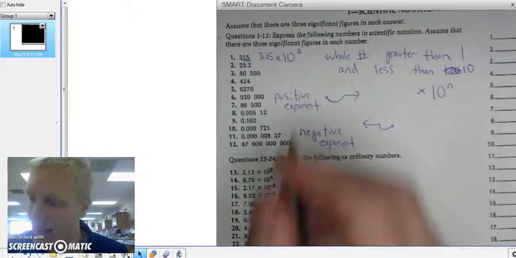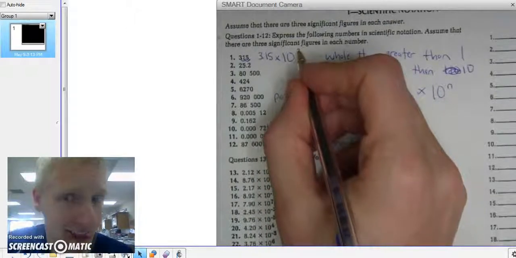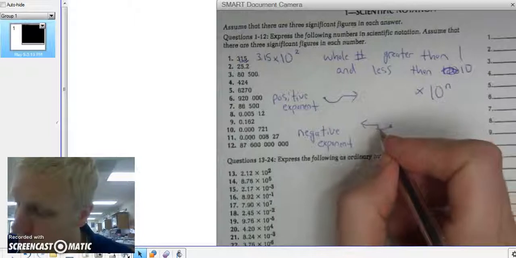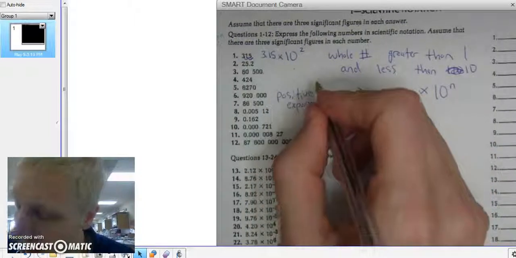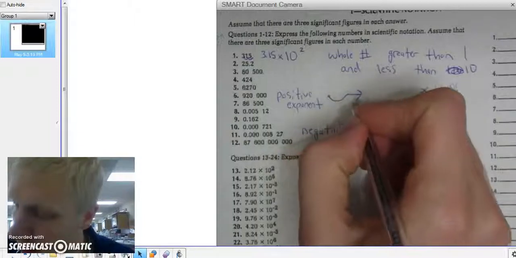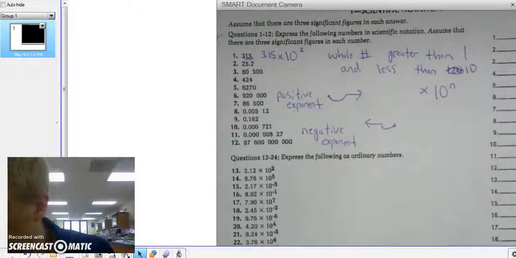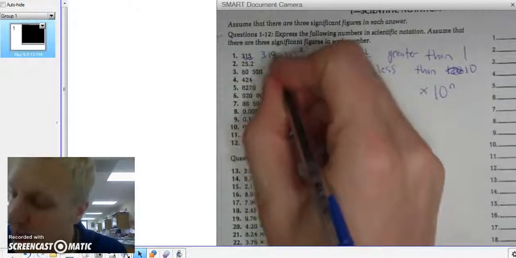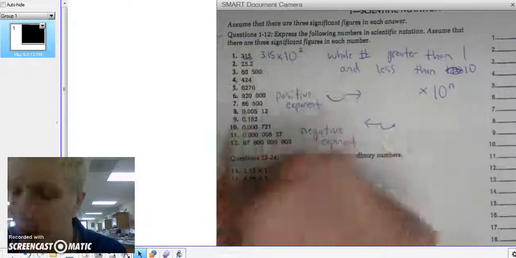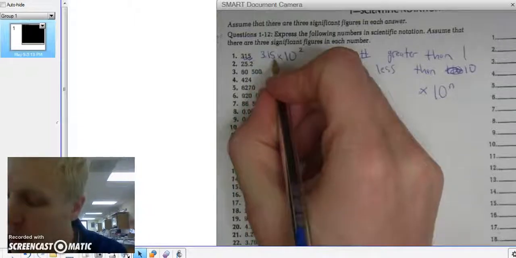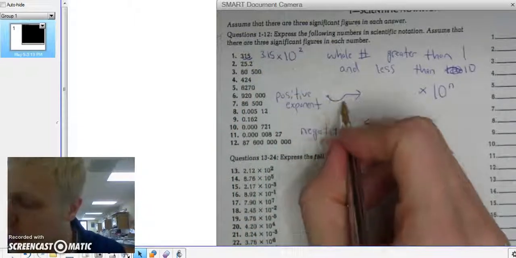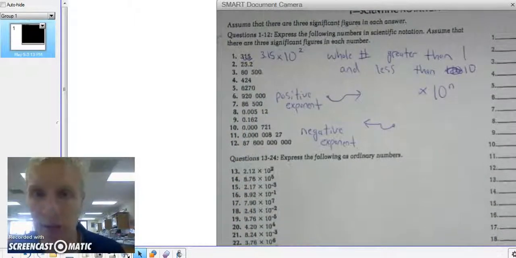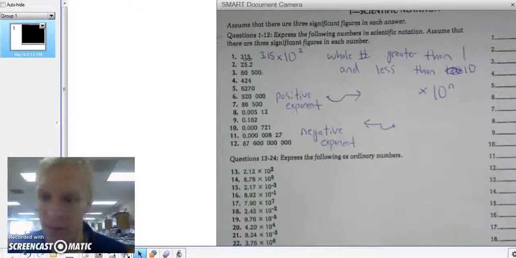Now I need to make sure that I have my exponent correct. Is it a positive 2 or a minus 2? Well, it's a negative exponent if I move the decimal to the left, and it's a positive exponent if I move my decimal to the right. So in order to make sure, you look at your whole number, and in order to make 3.15 equal to 315, I have to move my decimal 1, 2 spots to the right. So if I'm moving it to the right, it's a positive exponent. Basically, if it's a number greater than 1, it's a positive exponent. If it's a number less than 1, negative exponent.